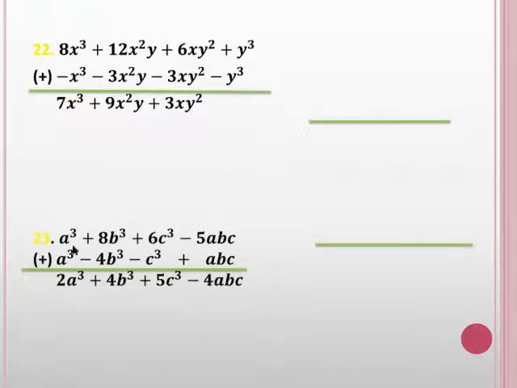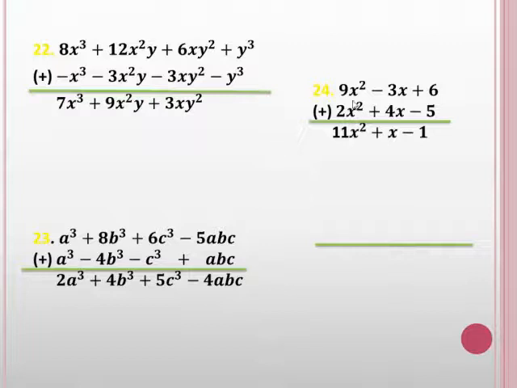Now another question: a cube plus 8b cube plus 6c cube minus 5abc. The second expression is a cube minus 4b cube minus c cube plus abc. Now here we have minus 5abc plus 1abc, which means minus 4abc; plus 6c cube minus 1c cube means plus 5c cube; plus 8b cube minus 4b cube. So the answer is plus 4b cube, plus 1a cube plus 1a cube means 2a cube.